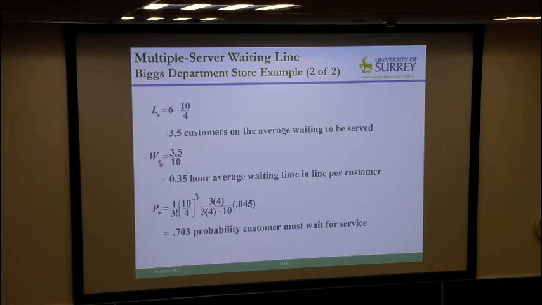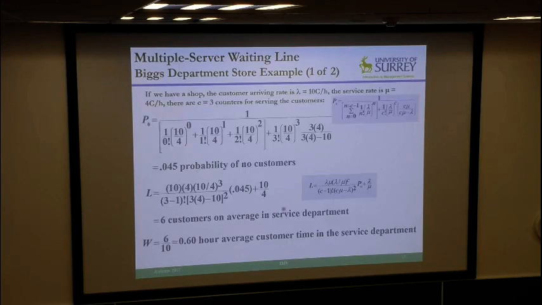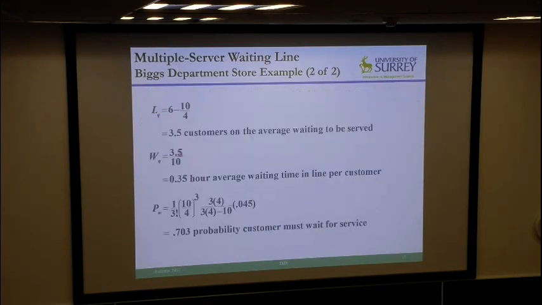If we have this, we can calculate WQ because we know LQ. That's the number of customers divided by lambda, where lambda here is 10, the arrival rate. Using L divided by lambda, because L equals W times lambda is always the equation we have, we can get the time spent waiting in the line per customer.